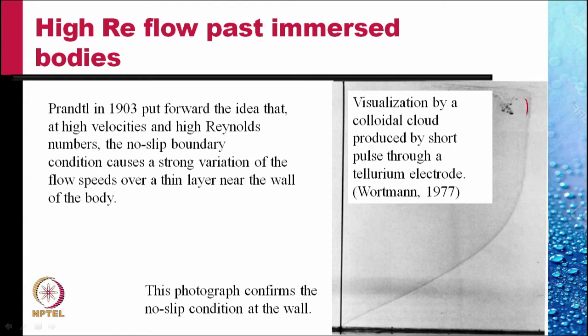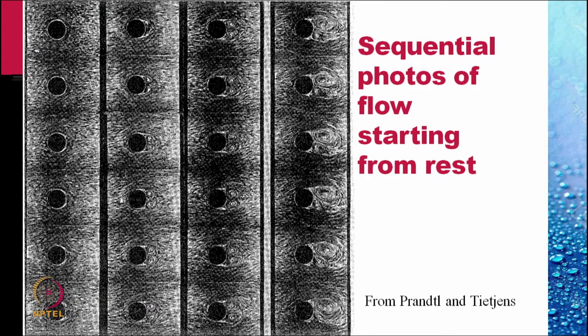So this curve that you see represents the velocity profile of the flow past a flat plate. This photograph confirms that the no-slip condition at the wall is met even in very high Reynolds number flows. Prandtl has also taken a sequence of photographs for flow past a cylinder in water.